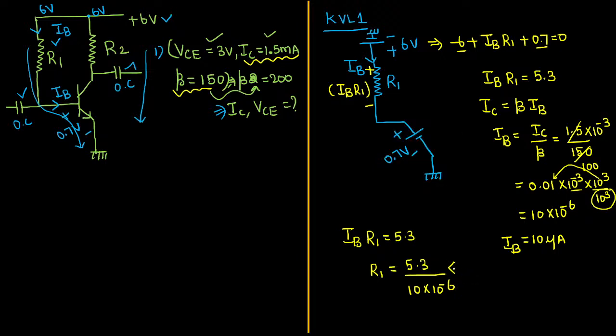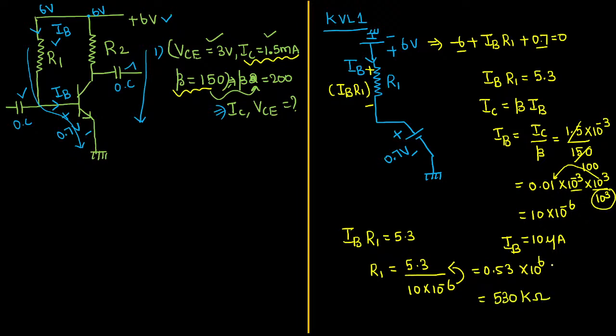It will become 10 power plus 6. Yes, sir. And it is very easy. If I cancel it, 5.3 by 10 will become 0.53 into 10 power plus 6. We can further write it as what? 530 kilo ohm. Can I write like this?